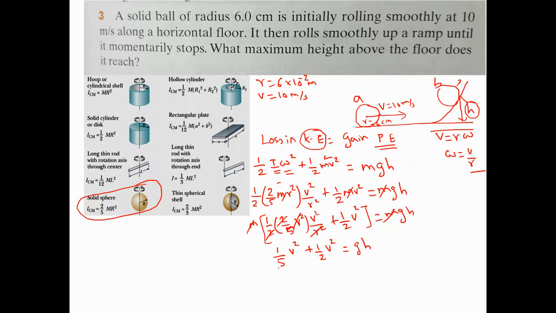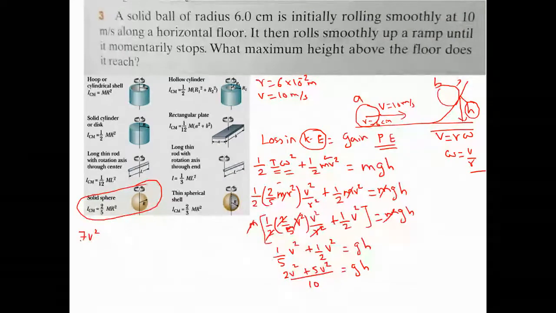Yes. Okay. Here I'm going to take the LCM. If I take LCM 10, this becomes 2v square, this becomes 5v square, which is equal to gh. Am I right? Yes, you're right. So what is the total? 2v square plus 5v square? 7v square over 10, which is equal to gh. Am I right? Yes. Is it clear?